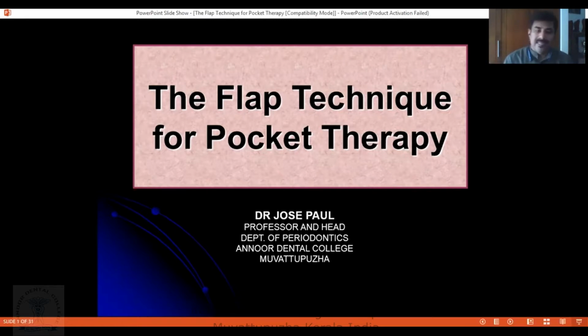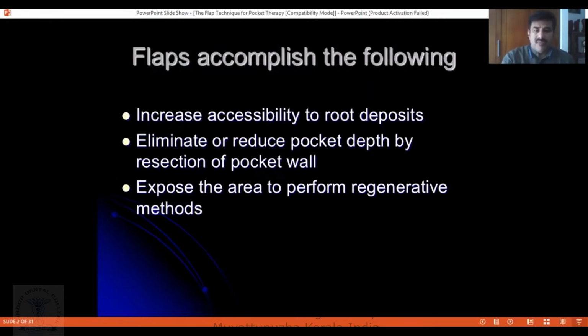In such cases, you probably have to do a surgical treatment, which is called a flap surgery. In this lecture, we are going to discuss the different types of flap surgery by which you can eliminate the periodontal pockets. Now, what does a flap accomplish? Flap means you are reflecting a part of the gingiva and or mucosa. And when you do that, this is what we accomplish.